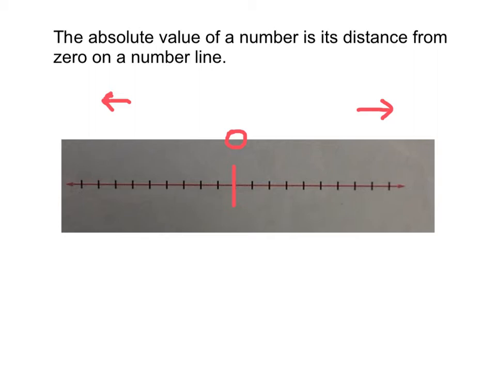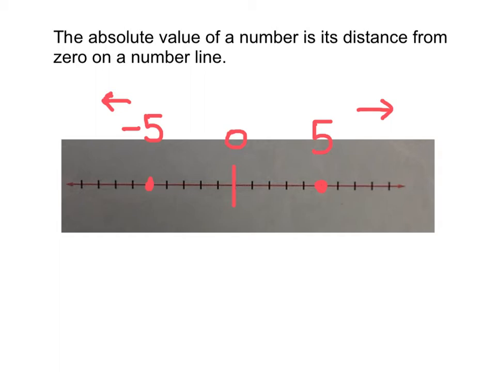All right, so let's start by considering two numbers. Let's consider 5. So here's the number 5. And let's consider the number -5. Right there. Okay, now, if I compare the absolute values of 5 and -5, what could I say about them?